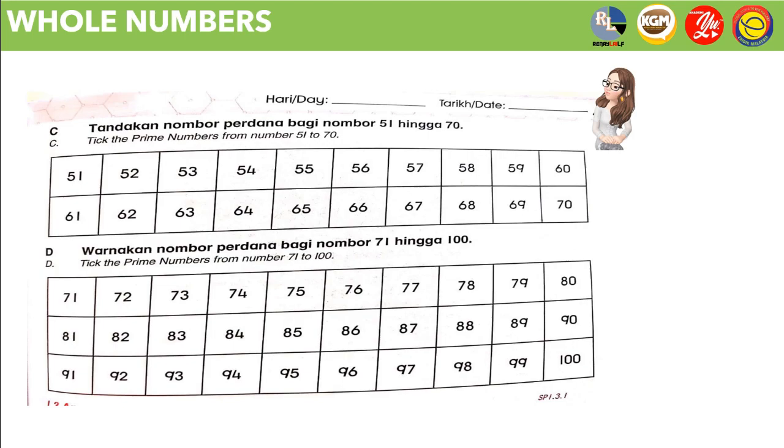Okay, let's start with 51. After 51 is 53, 59, 61. And the next one, take the prime numbers from 71 to 100. Let's continue. 71, 73, 79, 83, 89, and 97.